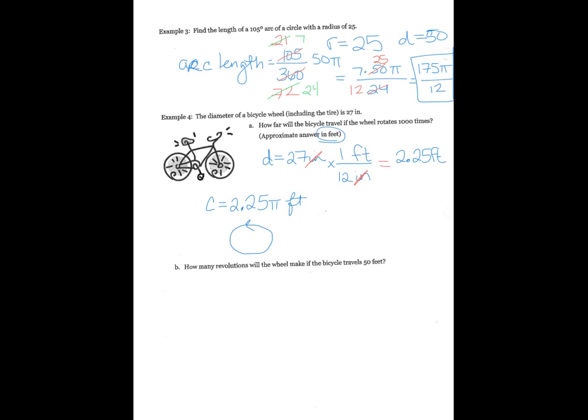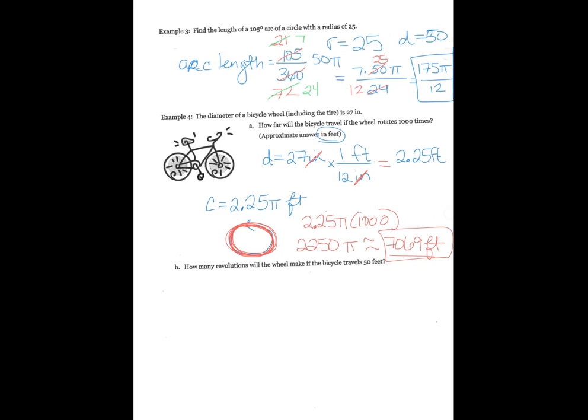Now, they want to know how far you are going to go. If I rotate, that's 2 1/4 times pi for 1 rotation. I need to know how far it is going to go if it's 1,000 rotations. So I'm not going to draw it 1,000 times, but we're going to take 2 1/4 times pi and multiply that by 1,000. So we get 2,250 pi, which is approximately 7,069 feet.